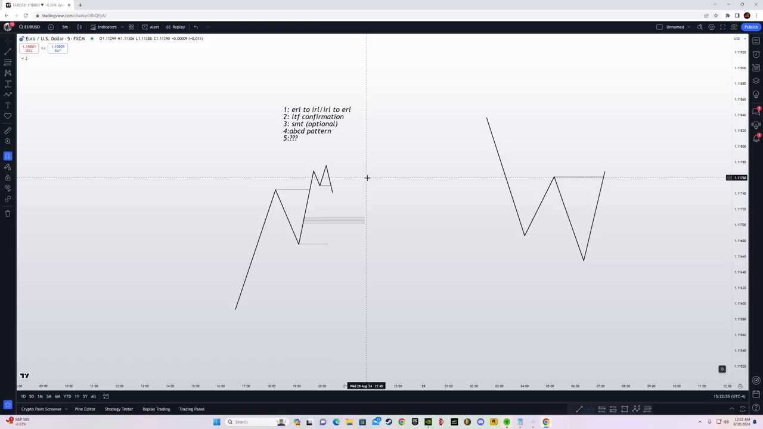We have the confirmation that price is now going into the daily time frame fair value gap that is right here. I'm not going to take my entry right now. So what I'm going to do is I'm going to wait for an ABCD formation. Just like that. Perfect. All right.